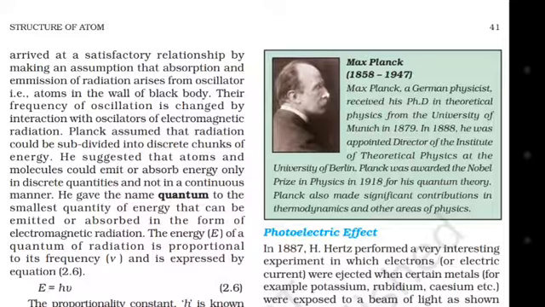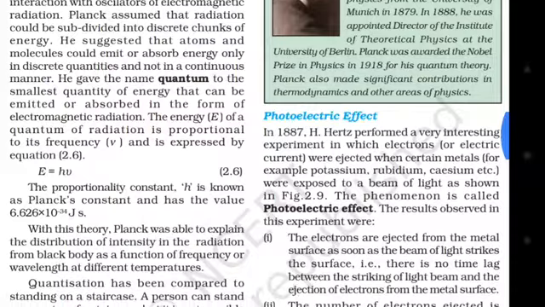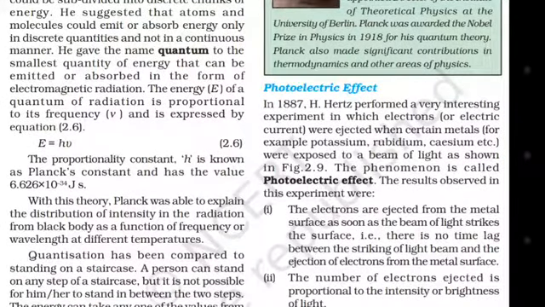He gave the name quantum to the smallest quantity of energy that can be emitted or absorbed in the form of electromagnetic radiation. The energy E of a quantum of radiation is proportional to its frequency (nu) and is expressed by equation 2.6: E = h nu. The proportionality constant h is also known as Planck's constant and has the value of 6.626 × 10^-34 joule second.